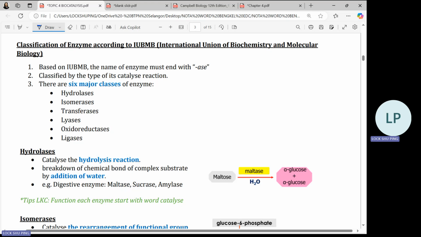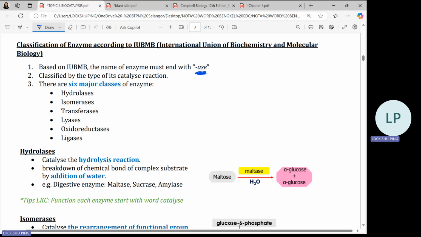Before this, let us look at the naming of the enzyme. In order to name the enzyme, normally we name the enzyme according to the substrate, and the enzyme must end with the suffix -ase. Nowadays, some enzymes are not named according to the substrate, but most of the time we name the enzyme according to the substrate.